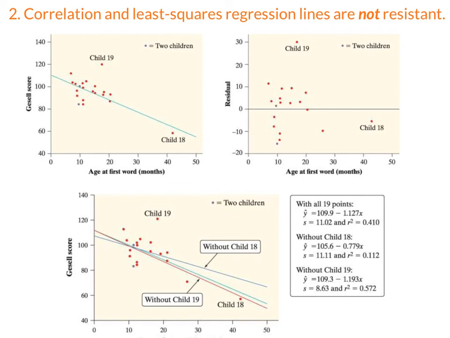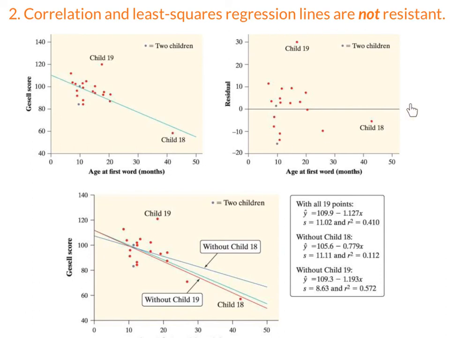Second piece of wisdom I have for you is that correlation and least squares regression lines are not resistant. They're not resistant to outliers, first and foremost. So the best way to look into the influence of outliers is to do regression calculations with and without the outlier and see how much the results differ. So if you take a look at this scatter plot here, we've got the age at first word in months and some test score, small children. That's what they're measuring here. And so we've got this outlier here of child 19 and child 18.